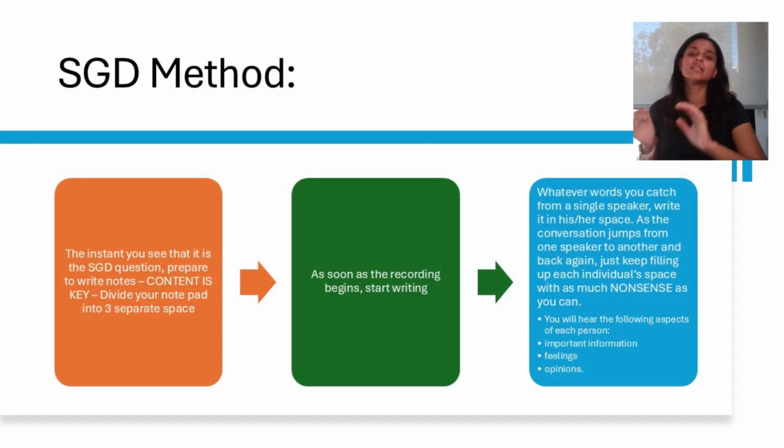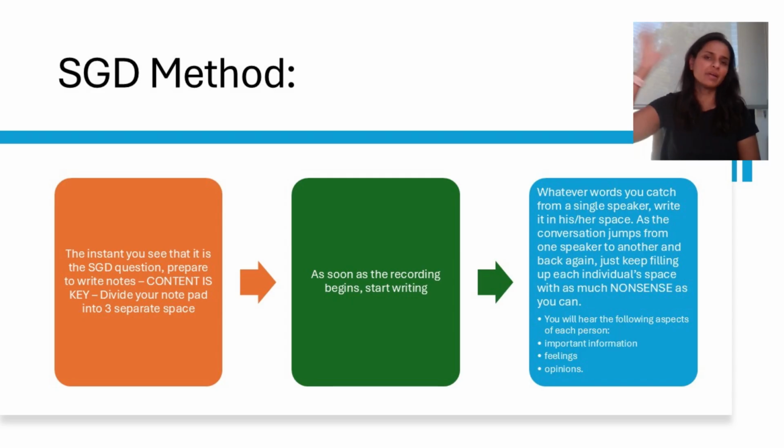The first thing you're going to do, when you realize it's a summarize group discussion question, is prepare to write notes. Content is key. Divide your notepad into three separate spaces. Some people like to add a gender. The minute they hear a gender, they'll put female or male or whatever. You can do that.